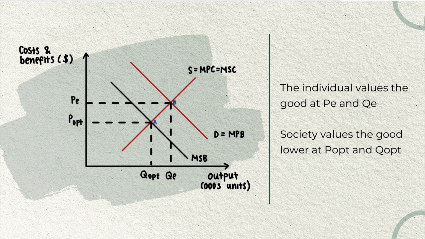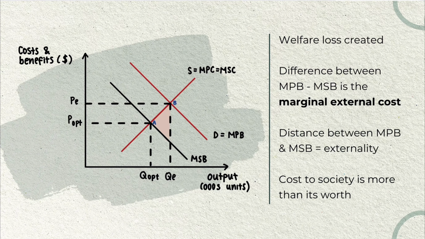Simply put, the equilibrium quantity and price are higher because consumers' personal valuation, which is the marginal private benefit, exceeds society's total benefit, which is the marginal social benefit, leading to an overconsumption from a social perspective. And because of this overconsumption, a welfare loss is created. This is the difference between MPB and MSB, and this is the marginal external cost. In this example, the distance between them is the negative externality, which is where the cost to society is more than its worth. And this results in the triangle here.